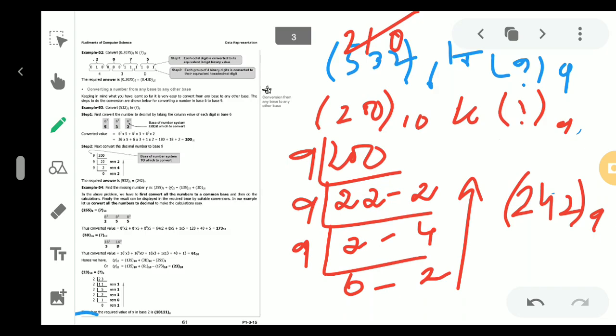Hope this sum is clear. Now we are moving to another sum. So the first step: whatever base is there, first convert it into decimal base, and from decimal base convert into the final destination base.